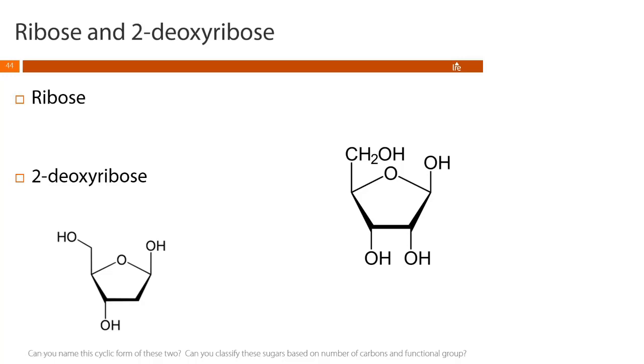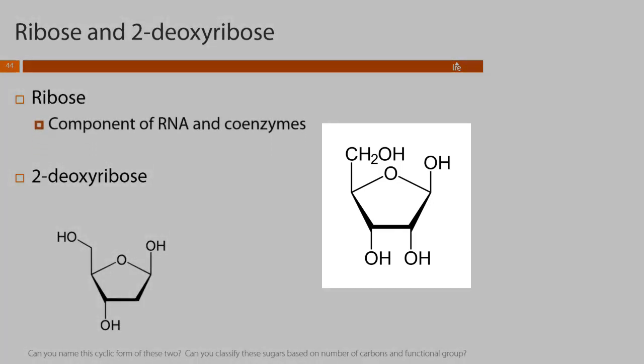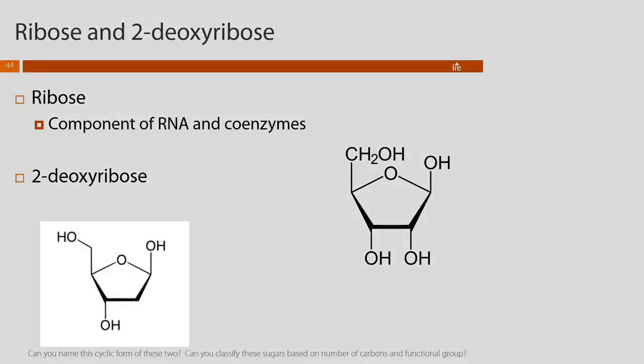Okay, our next two monosaccharides are ribose and 2-deoxyribose. Ribose is a component of ribonucleic acids, or RNA, and some coenzymes that are required by many of the enzymes that carry out the biochemical reactions in our body. 2-deoxyribose, which has the same structure as ribose, except that we have substituted a hydrogen for the hydroxy group at carbon 2, is a component of deoxyribonucleic acids, or DNA, which is the molecule responsible for carrying the genetic information in our cells.